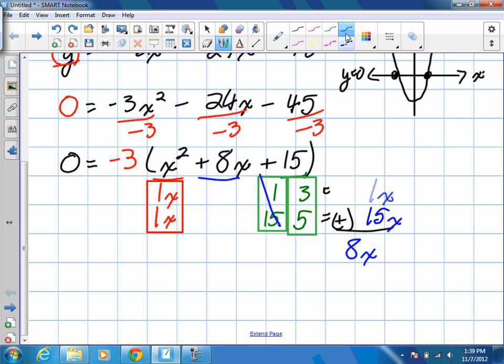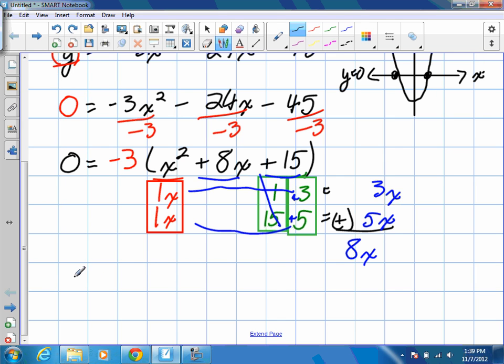So we're going for hopes here that 1x times 3 and 1x times 5. That would give us 3x and 5x. Do they add up to 8x? Yep. And do positive 3 and positive 5 multiply to positive 15? Yes. Good. So both of our checks work. We know that that works. So now we can include the rest of the equation.